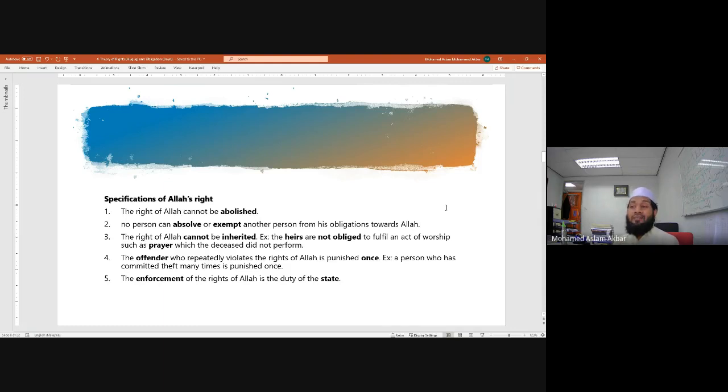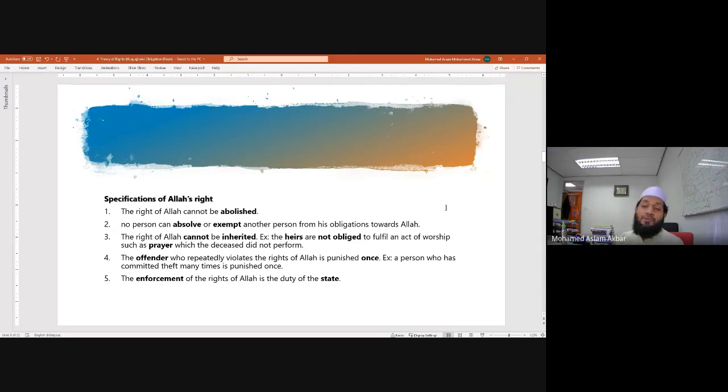So the right of Allah cannot be abolished. A government and the people's rights can be abolished, but Allah's right cannot be abolished ever. No person can absolve or exempt another person from his obligations towards Allah. For example, if I didn't pray, my brother cannot come and say, Ya Allah, my brother didn't pray, so I will take the responsibility. No, not possible.